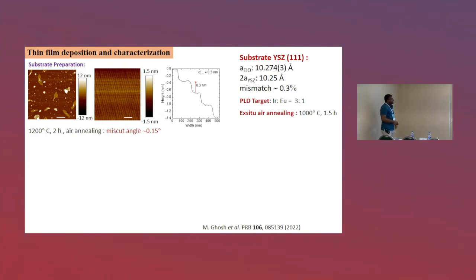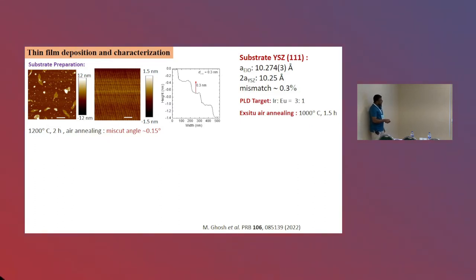Since for thin film, the surface of the substrate is very important, that's why we did the treatment of the substrate also. This is the AFM image of the as-received, meaning commercially bought, substrate. So you can see a lot of island kind of features and a rough surface.